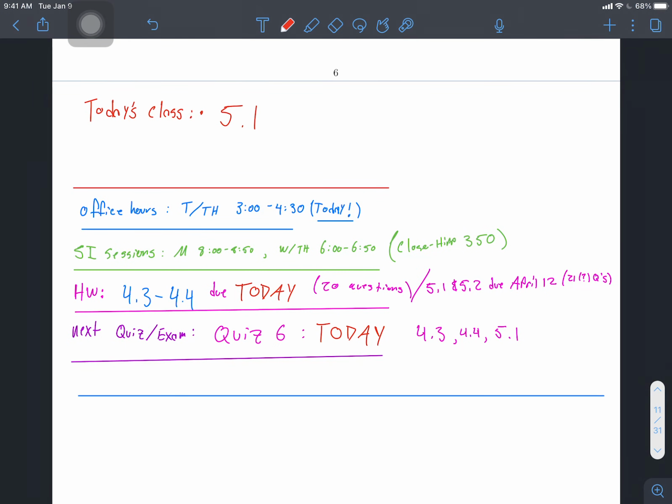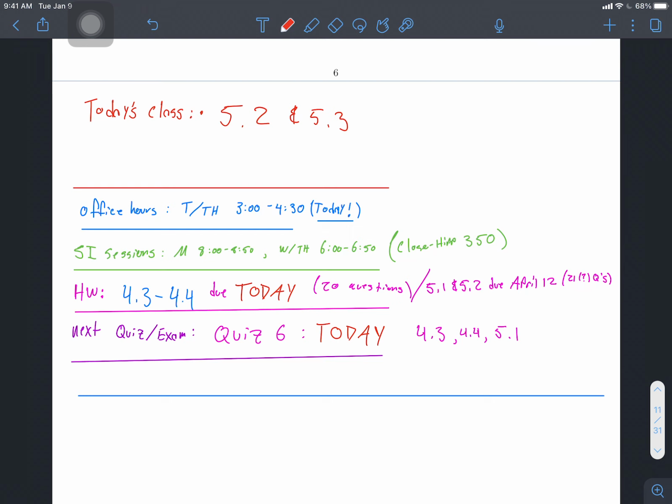In today's class, we're not going to cover section 5.1. We just covered section 5.1. We're going to cover sections 5.2 and, wait, is that right? Yeah, 5.2 and 5.3. Double check, let me fix that. 5.2 and 5.3.